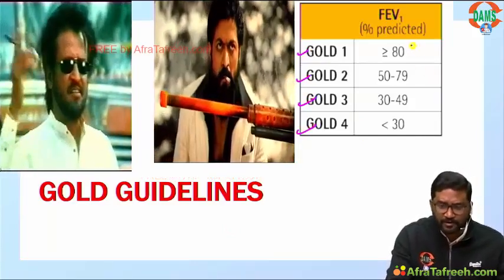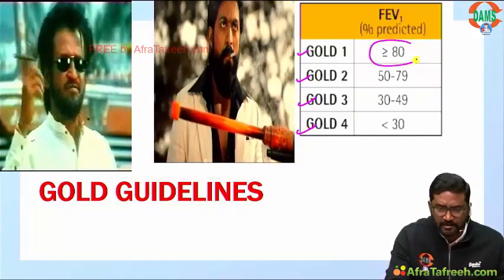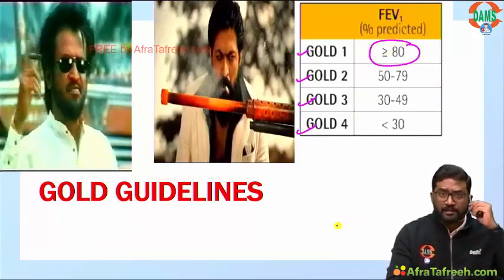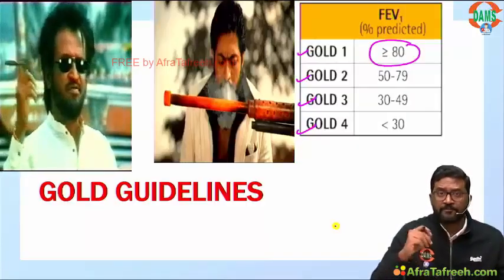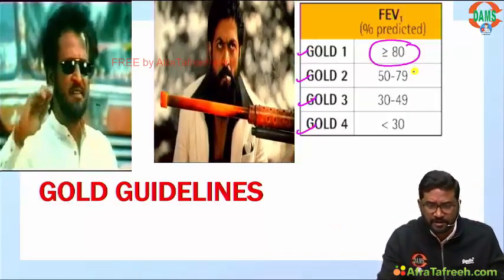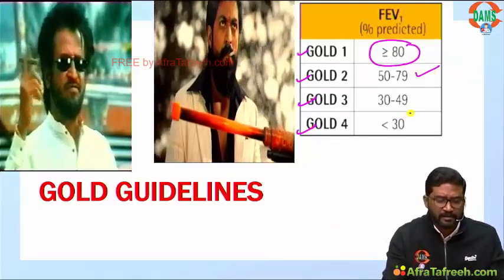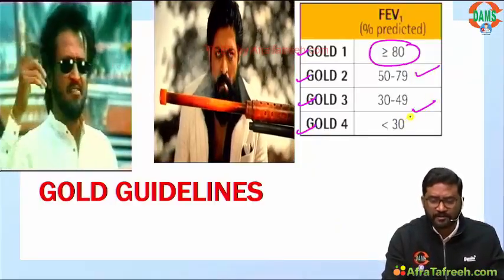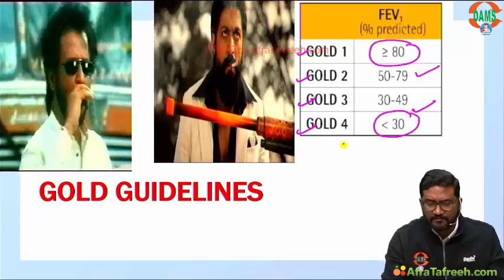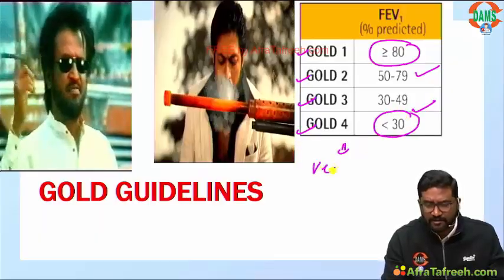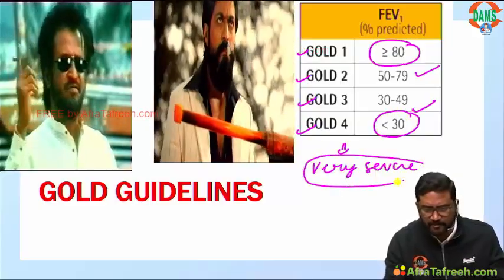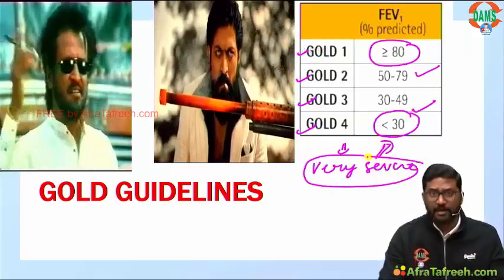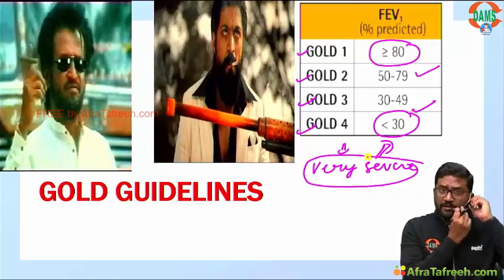So you should know, if FEV1 is greater than or equal to 80% of predicted, that is referred to as GOLD 1. GOLD 2, FEV1 in the range of 50 to 79%. GOLD 3 is 30 to 49%. GOLD 4 is less than 30%. So a previously asked question: which of the following qualifies for very severe COPD? Your answer should be FEV1 less than 30% predicted.